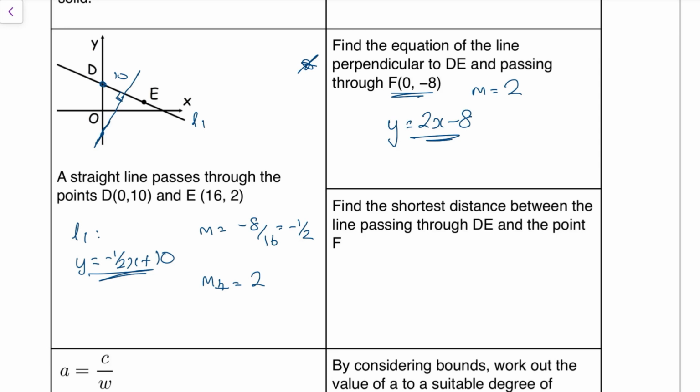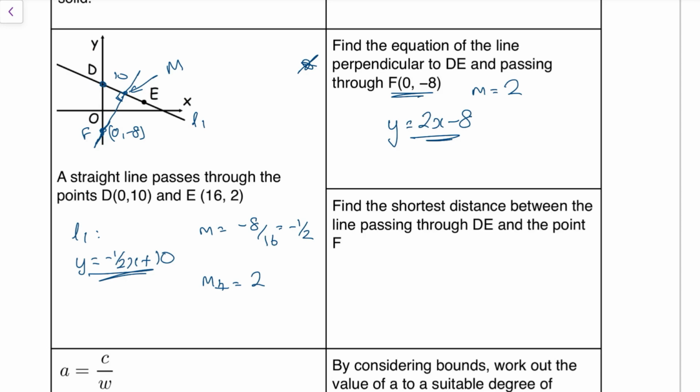Find the shortest distance between the line passing through DE and the point F, where the point F is this bit here. This is going to be the length of the line that goes from, let's just write down 0, minus 8, and this is the point F. So basically it's saying, what is the intersection, which I'm going to call M? What is the intersection point M, and what is the length M to F?